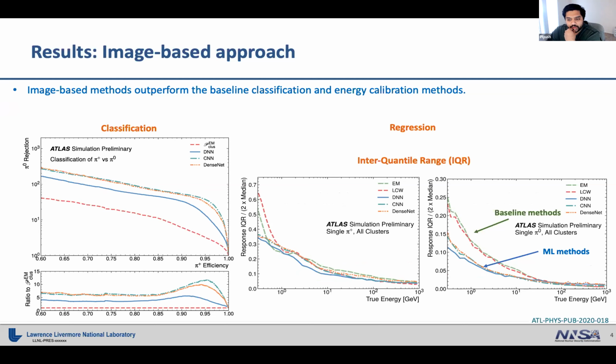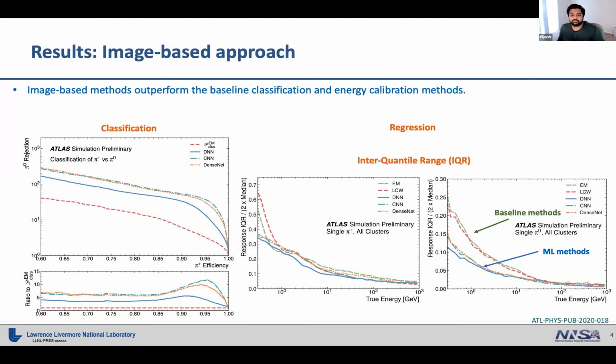And again, what we have observed is the spread is much smaller when we use our deep learning models. And especially we see an improvement at the lower energy levels, which are harder to predict for the baseline methods that they have been using for several years.